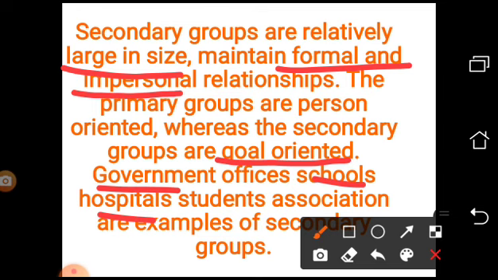So it's very much formal. So we meet with each other casually. Okay, there are not many formalities. But in the secondary groups, there will be formalities. Okay, because it is formal, everything is written.